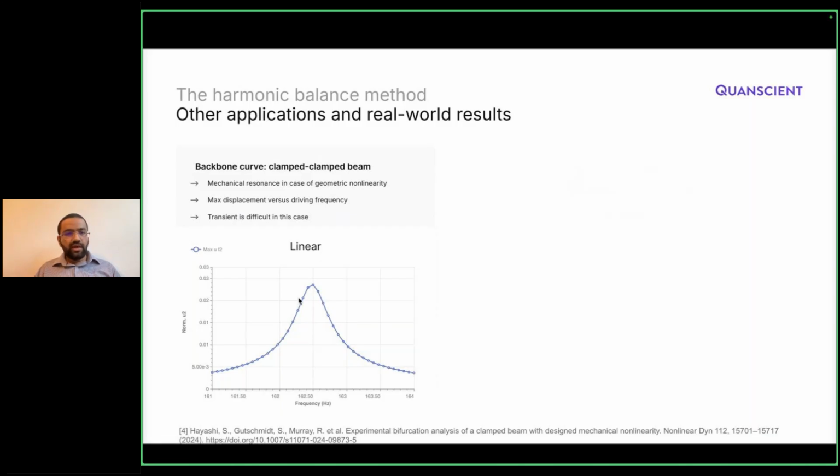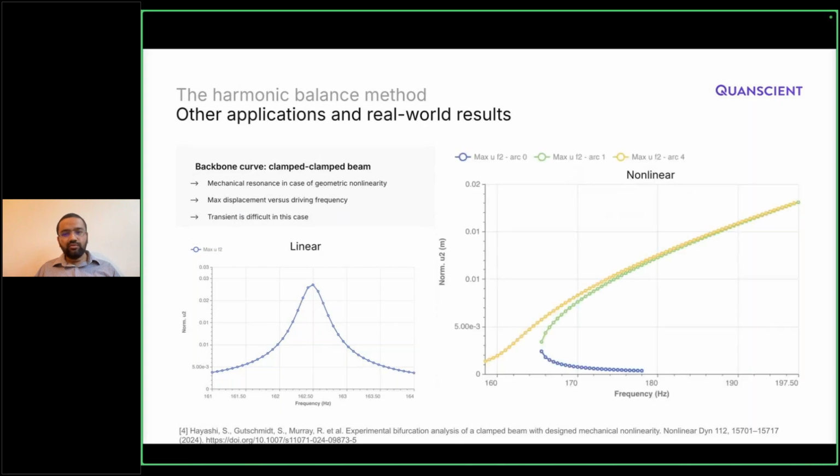As soon as you add the nonlinearity to the system, as I said, for the same frequency you can get, for example, for 170 hertz here, 3 solutions, and all of them are valid solutions. That's just the behavior represented by this system. It's not easy to capture this curve in transient, but with the harmonic balance method you can easily do this in one simulation.